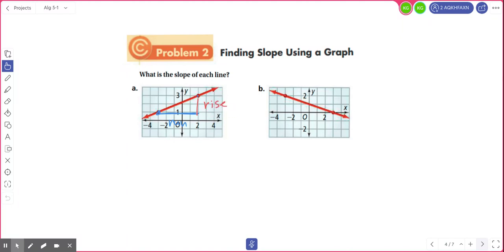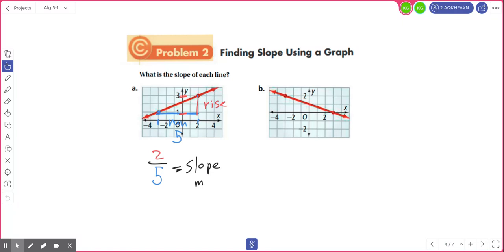And in this case, the run is going from -3 to +2, which is a distance of 5. So that's going to be on the bottom. And the rise is going from 1 up to 3, which is a distance of 2. So my slope is 2 over 5. Sometimes we use the letter M here too.